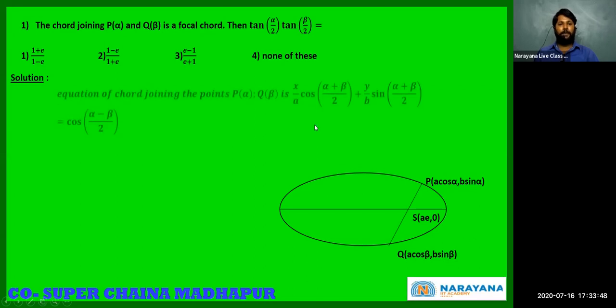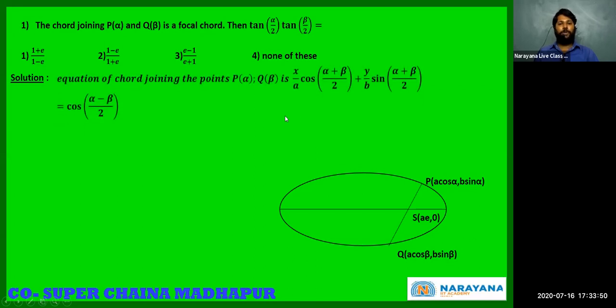The equation of the chord joining these two points, I hope you remember this, is (x/a) cos((alpha+beta)/2) + (y/b) sin((alpha+beta)/2) = cos((alpha-beta)/2). Now, we already know this equation. How to use the fact that it's a focal chord? It passes through the focus.